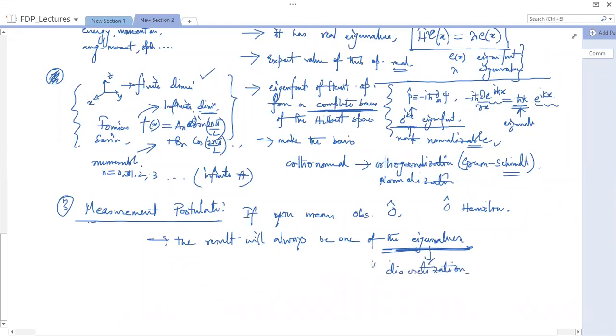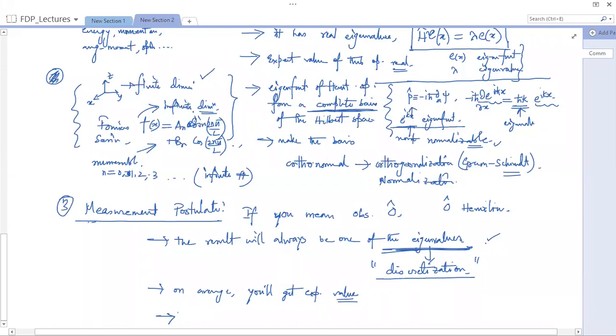So if you measure the energy, and your energy has discrete eigenvalues, then you will get only discrete energy. You cannot get anything in between. It will always be one of the eigenvalues. On average, you will get the expectation value.